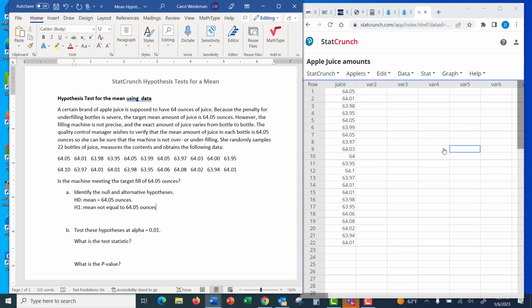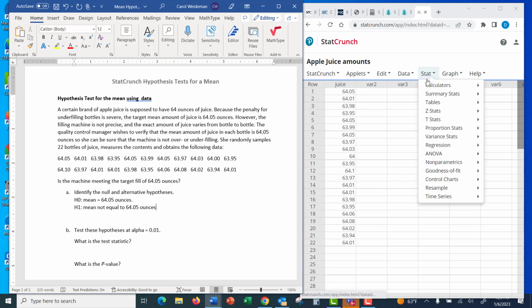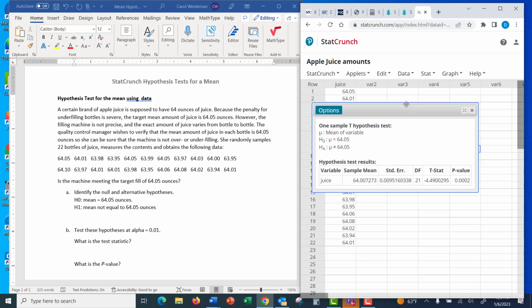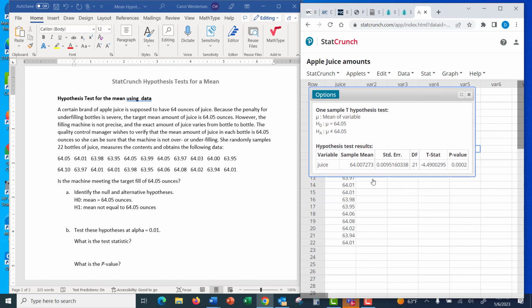And we're going to go ahead now in StatCrunch. I'm going to go to Stat, T Stats, again, One Sample, but this time I have the data. So when I have the data, I don't have to enter the mean, standard deviation, and sample size because StatCrunch will calculate that for me. I'm going to go down here and put in that 64.05, and my alternative again is not equal to, compute. And so I see here my test statistic, and notice that the mean from the sample is just at 64 ounces. So it's below the target.